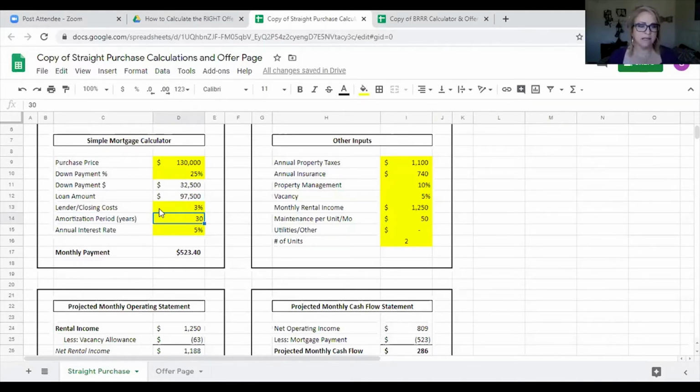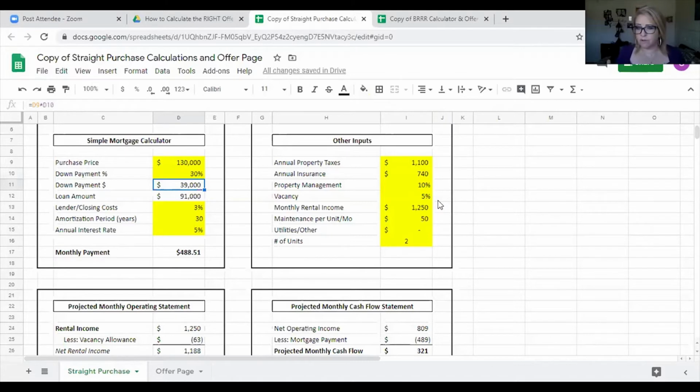Then I have my amortization period. In this case, let's say it's 30 years, and let's say the interest rate is 5%. On the spreadsheet, you see the monthly payment is $523.40. That is a function of this $97,500 loan amount, this 30-year amortization period, and an annual interest rate of 5%. If I changed anything, let's say I want to put down more down payment, said nobody ever, but let's just do it. If I change the down payment from 25% to 30%, watch what happens to the monthly payment. It went down to $488.